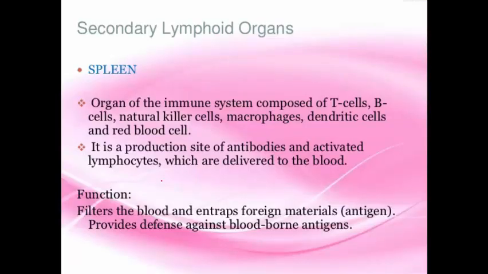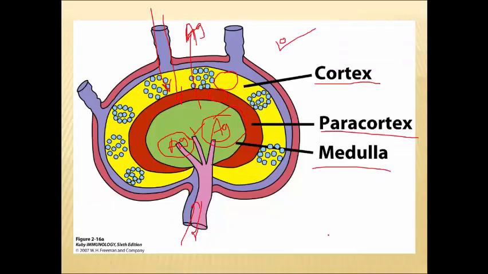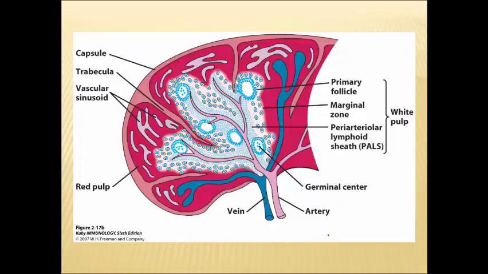It is an organ that contains T cells, B cells and other immune cells. The main function is the production of antibodies. It can activate the lymphocytes. What are the other functions? They filter the blood and entrap foreign material, that is antigen, and provide defense against blood-borne antigens. So if an antigen enters the blood system, it gets filtered in this spleen.